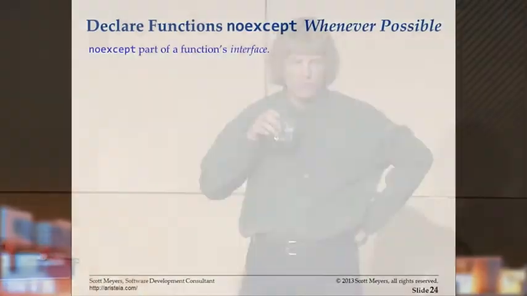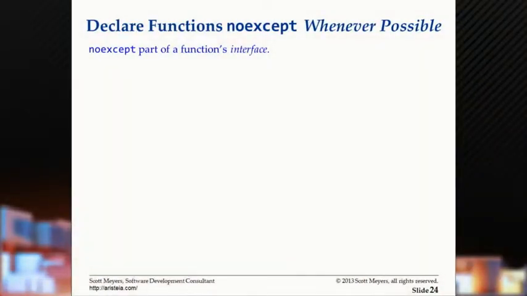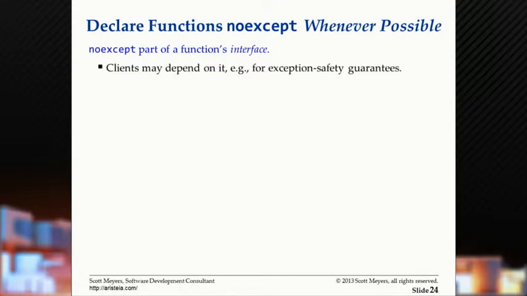Now, my advice here is to declare functions noexcept whenever that's possible. It's very important to recognize the whenever possible part. noexcept is part of a function's interface. So clients who call your function are going to become dependent on it, for example, for exception safety guarantees that they offer. If you were to change a noexcept function to a non-noexcept function, that could break client code. That's an interface change.